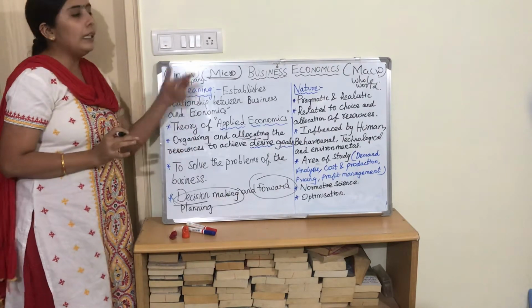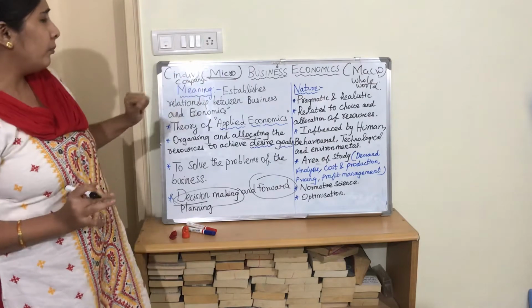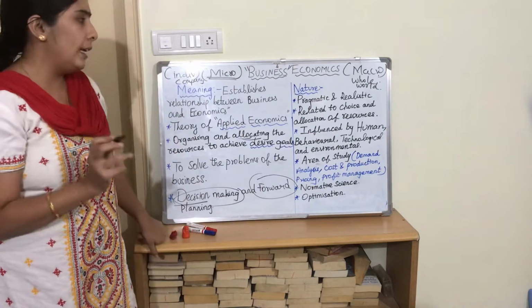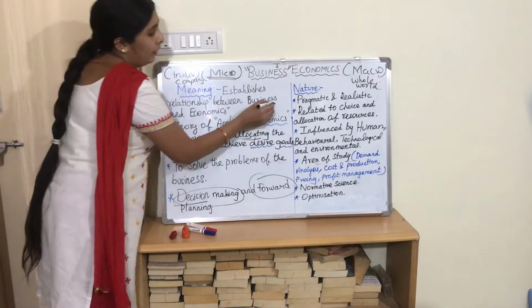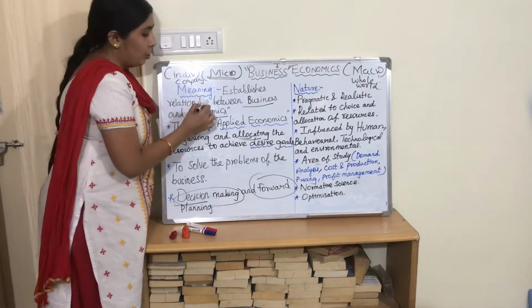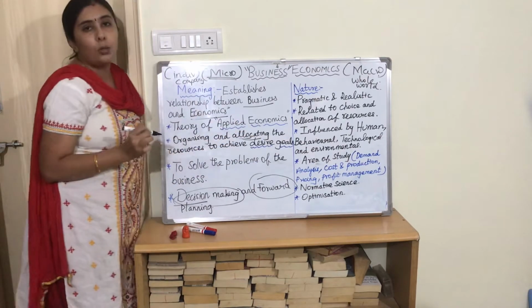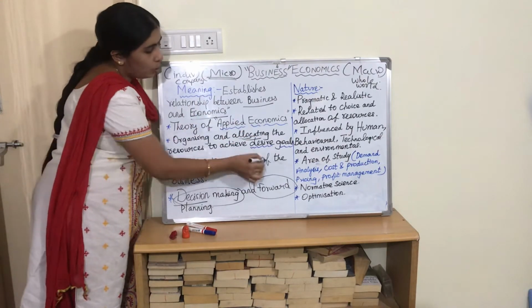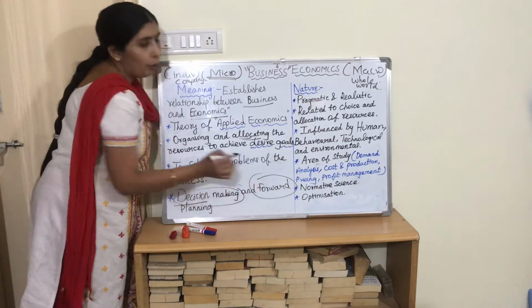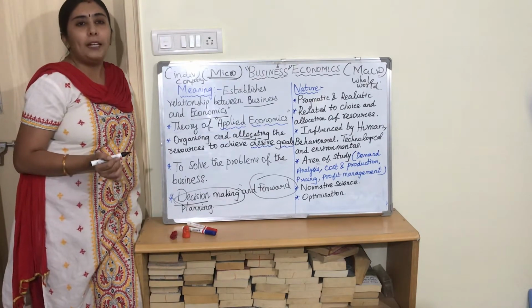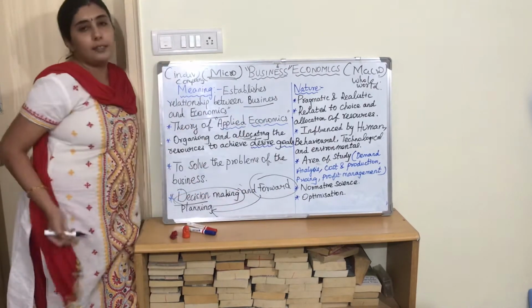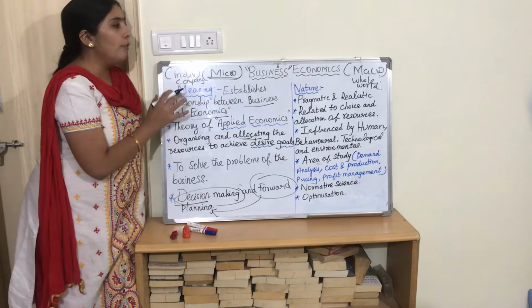I'll brush this up again, then we'll go to the nature of economics. You all know what business is and what economics is. As I already told you, it establishes a relationship between business and economics. It helps us to take management decisions efficiently and to allocate the resources to achieve the desired goals. Then it helps us to solve the problems of the business. When we make proper decisions, it helps us with forward planning. Forward planning is for the future or the long-term goals, whatever you have. It helps you to achieve this. So this is about the meaning of business economics.